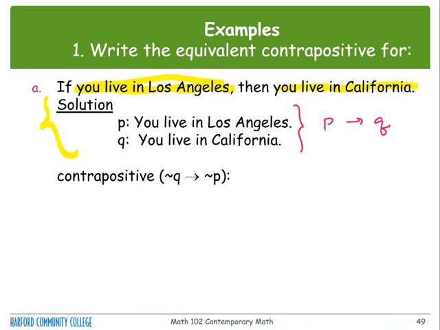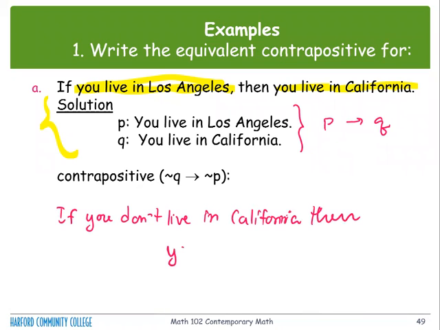When you write it in English, the equivalent form of this conditional, in a contrapositive form, would be: if you don't live in California, then you don't live in Los Angeles.